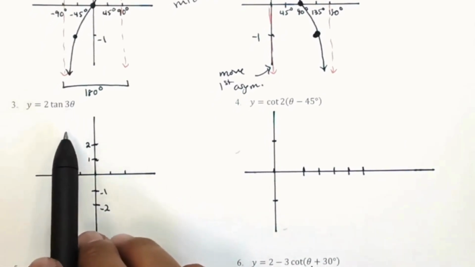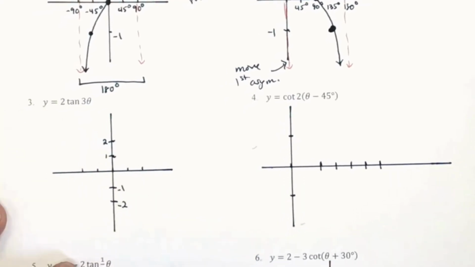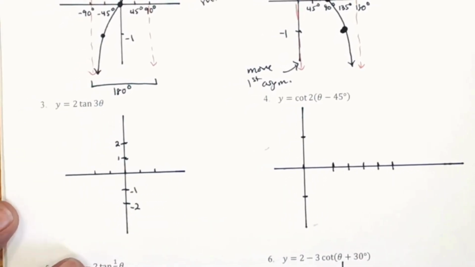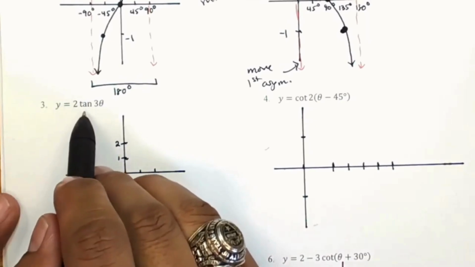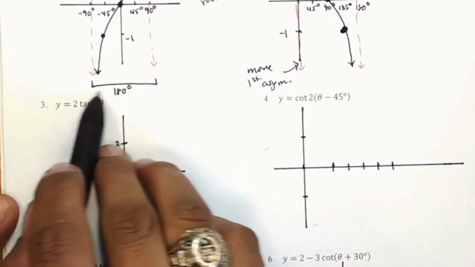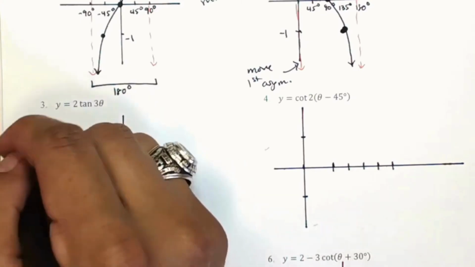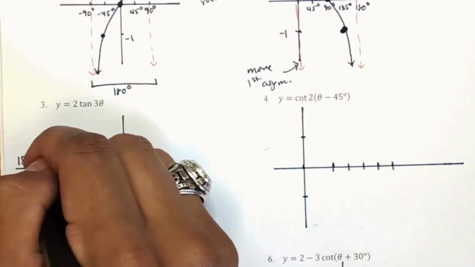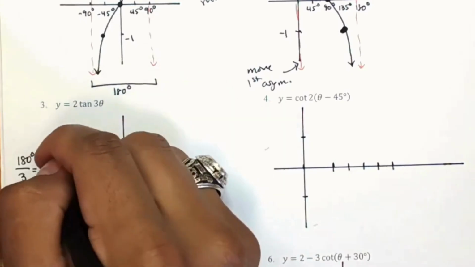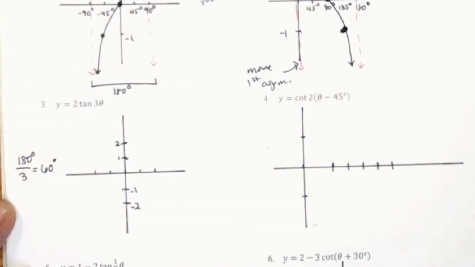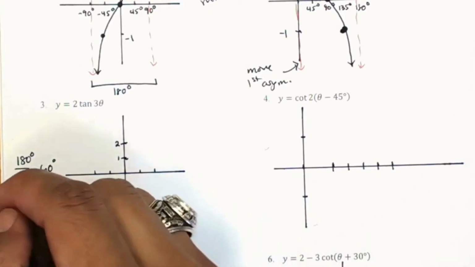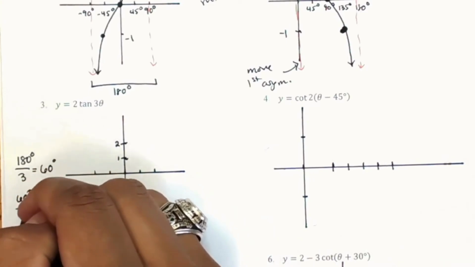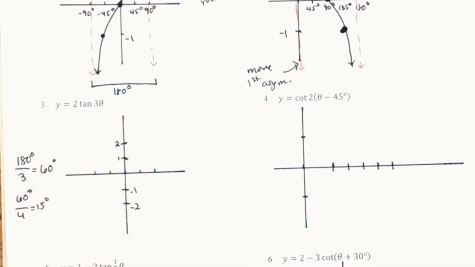What about my period length? Well, for period length for sine, cosine, secant, and cosecant, it's 360. But for tangent, you have to be very careful. The regular period length of tangent is 180 degrees. So I'm going to divide that by the b value here, which is 3, and we end up getting 60 degrees. So that means from the beginning and end of my graph, it's going to be a length of 60 degrees. Well, if you divide that by 4, we end up getting 15 degrees.